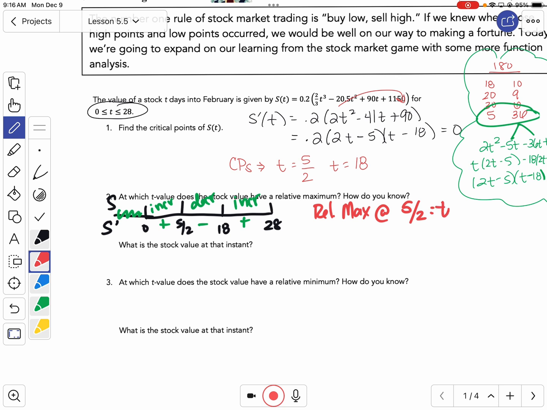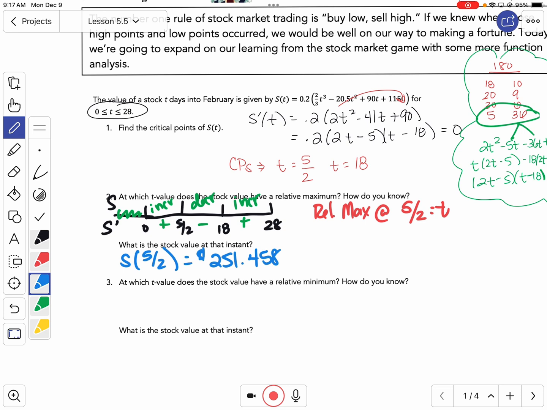Okay, then it says, what is the value of the stock at that instant? What would I do? Just plug into the original. Plug it into the original function. So we would do S at 5/2. We definitely want to use a calculator for that. Okay, and we get 251.458. We're talking about money, so they probably wouldn't use that third decimal place, but everything we do in AP Cal, we do 3 decimals.